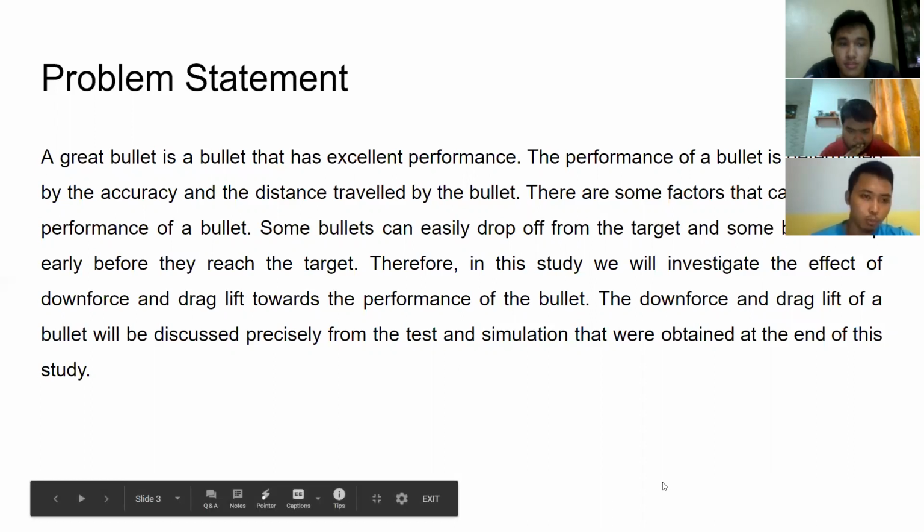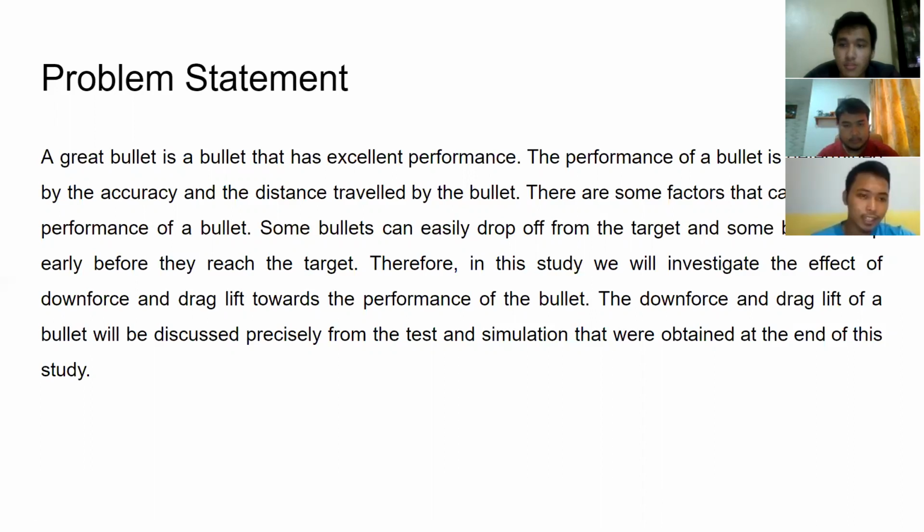Okay, so for the problem statement, a great bullet is a bullet that has excellent performance. The performance of a bullet is determined by the accuracy and the distance traveled by the bullet. There are some factors that can affect the performance of a bullet. Some bullets can easily drop off from the target and some bullets drop early before they reach the target. Therefore, in this study, we will investigate the effect of downforce and drag lift on the performance of the bullet. The downforce and drag lift of a bullet will be discussed precisely from the tests and simulation obtained at the end of this study.